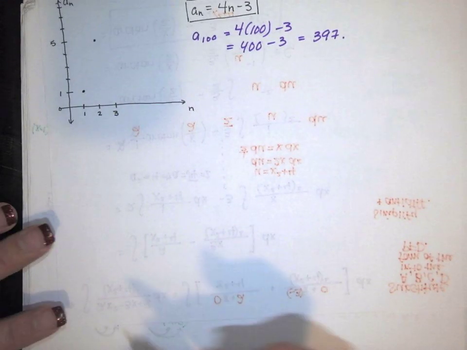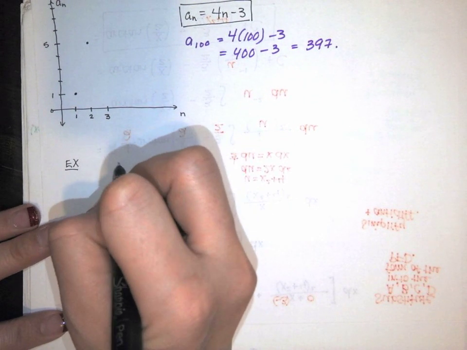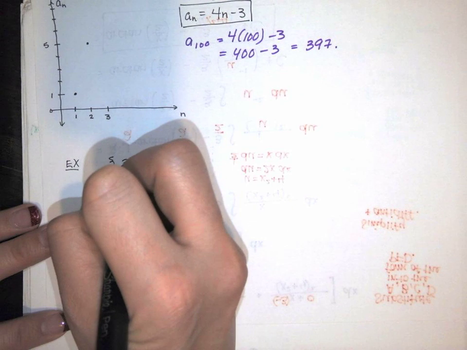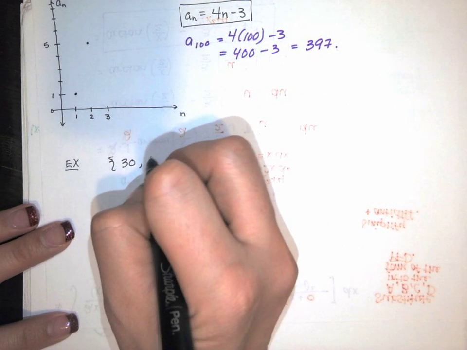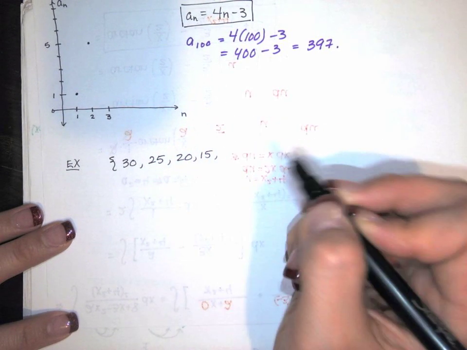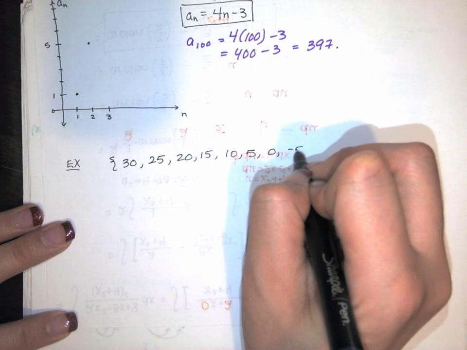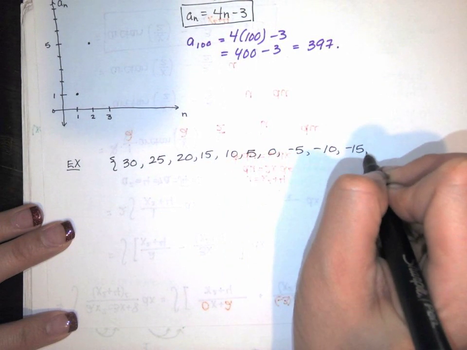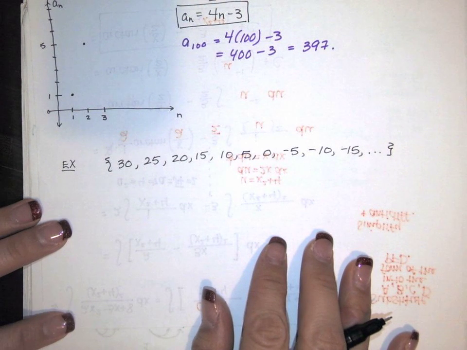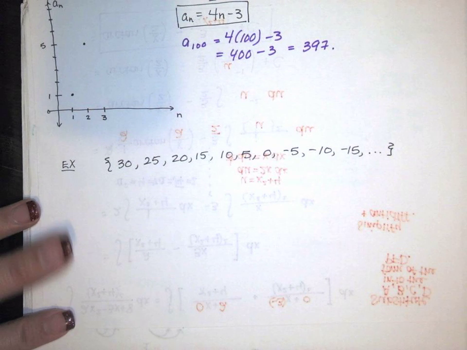So let's do another arithmetic sequence. So let's say we've got a sequence that looks like this. You have 30, 25, 20, 15, 10, 5, 0, negative 5, negative 10, negative 15, and you just keep going. Okay? You might say, is that arithmetic? Well, first of all, it is a sequence. It's an ordered list of numbers. The order matters. Okay, we're dealing with a sequence.